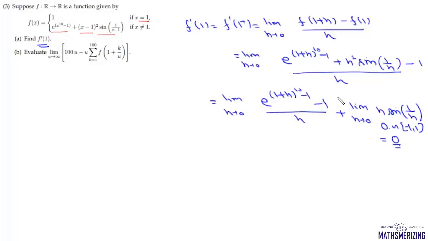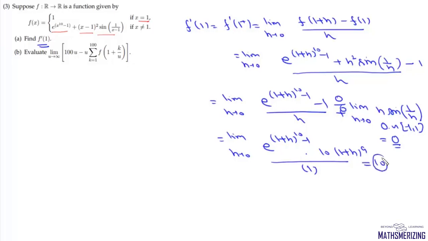Now this first limit is 0 upon 0 form. So we'll use L'Hopital's rule. So we'll differentiate. We'll write limit h tends to 0 of e to the power (1 plus h) to the power 10 minus 1 into 10 (1 plus h) to the power 9 upon 1. Now we'll put h as 0. Then we'll get e to the power 0, which is 1. So this value is equal to 10.